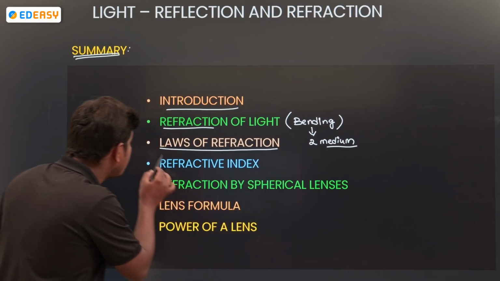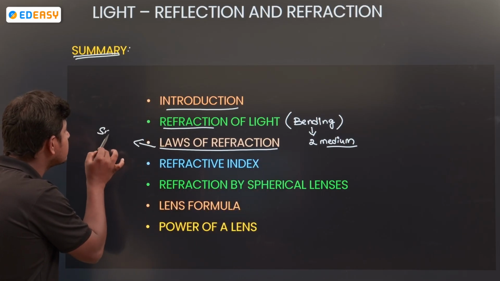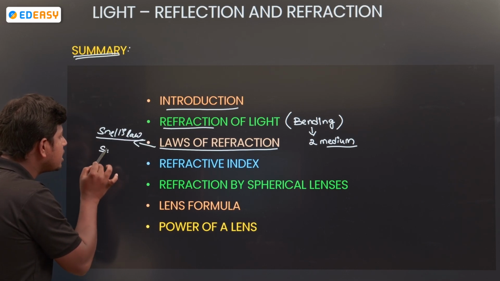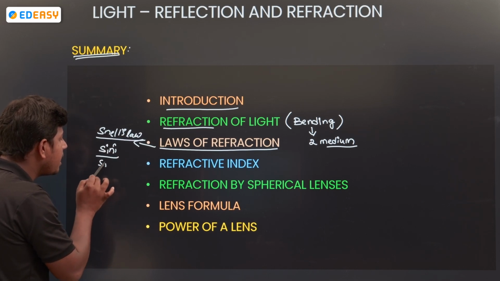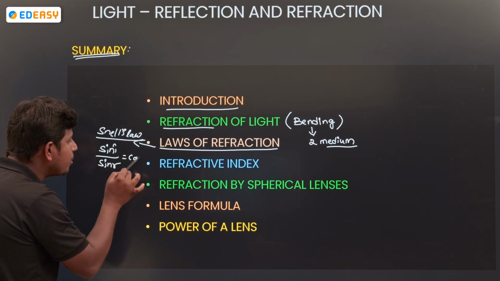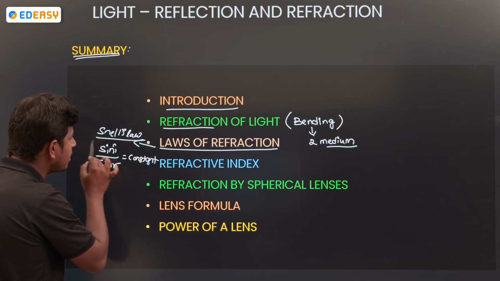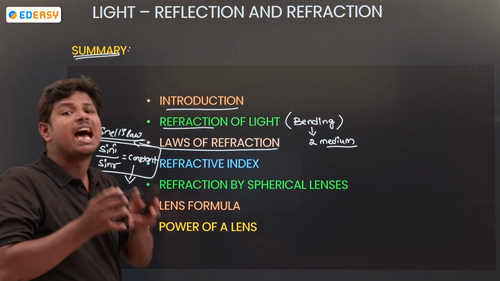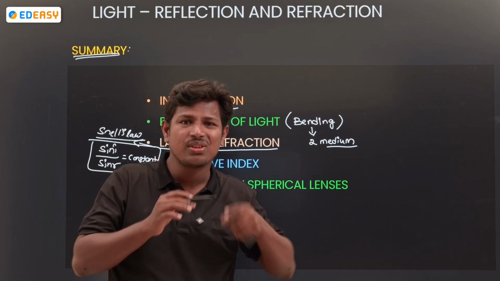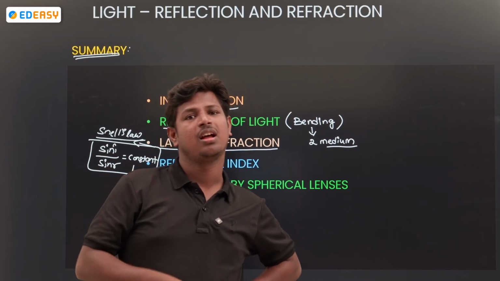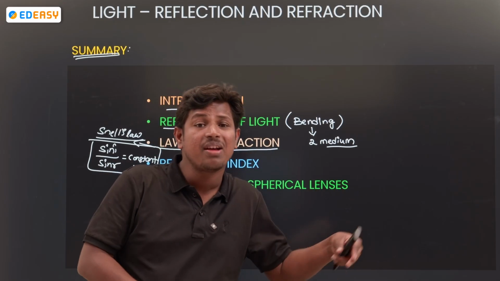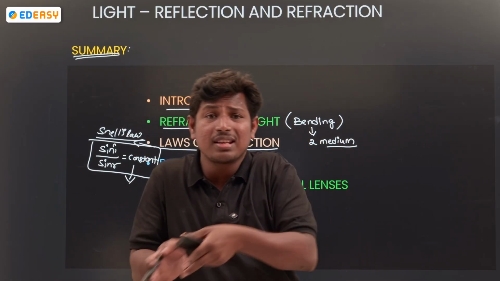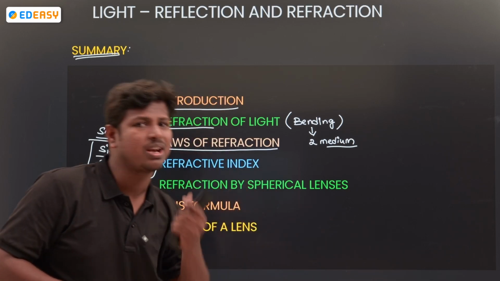And one more law of refraction, a very important one, is Snell's law. Remember? Snell's law: the ratio of sin i by sin r is equal to a constant. This constant we call the refractive index. That refractive index will decide how much bending, whether away from the normal or towards the normal.